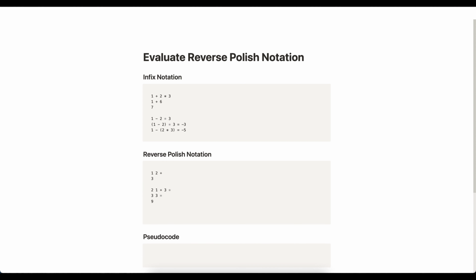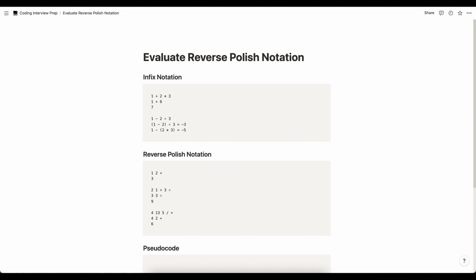And then the other example that they give is 4, 13, 5, divide plus. So we see 4, then 13, then 5, then divide, which is an operator. So we look at the last two numbers, which is 13 and 5. So 13 divided by 5 is 2 by integer division. Then we see a plus, which is an operator, so we do 4 plus 2, which is 6, and the answer is 6. So try a few examples on your own to convince yourself that using reverse Polish notation, all expressions are unambiguous and there's no need for parentheses.